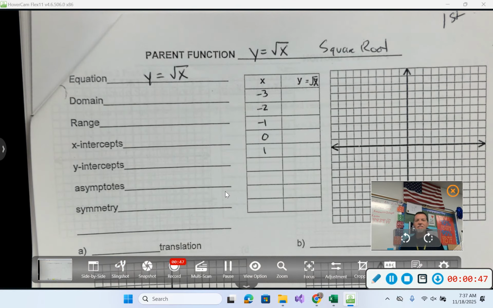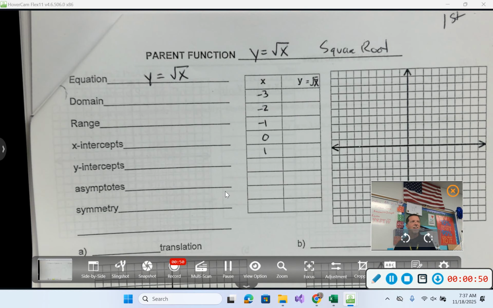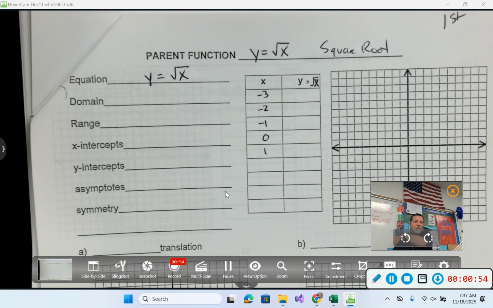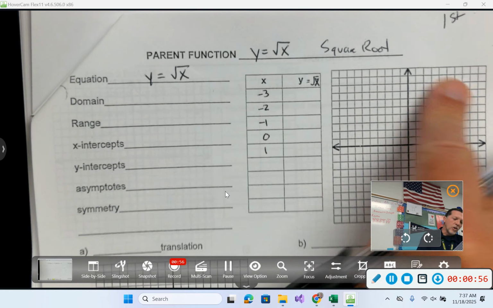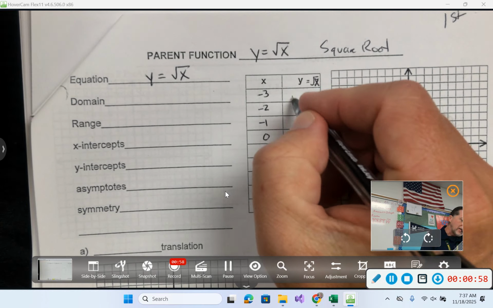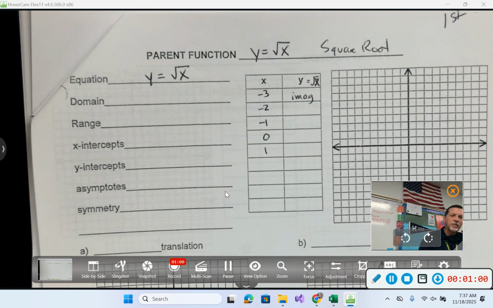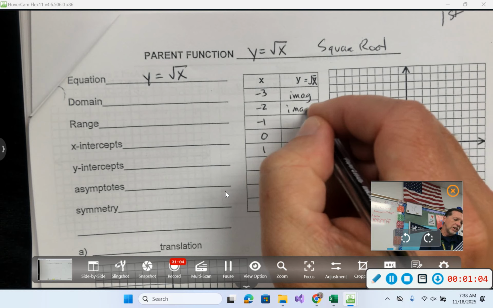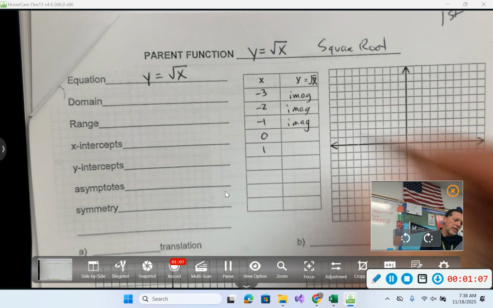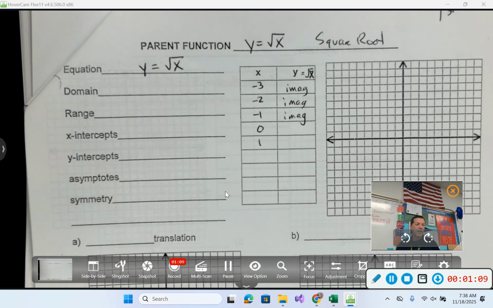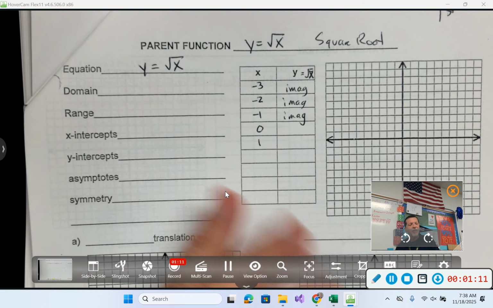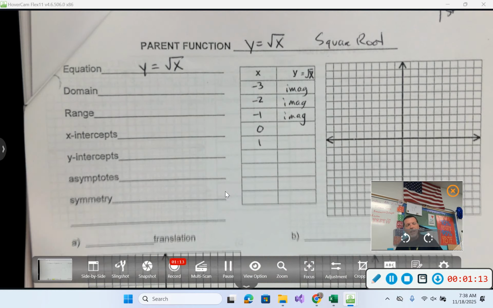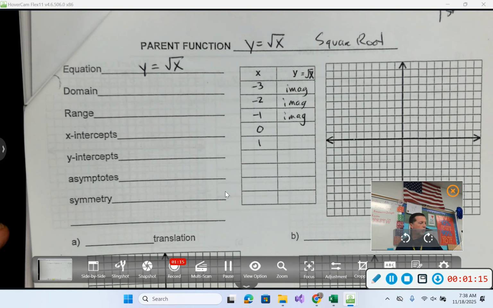What's the square root of negative 3? What is that? Yeah, i root 3 is one answer. That's not a wrong answer. But for this real graph, that's imaginary. It can't graph that. Same thing with negative 2 and negative 1. So those won't be on the graph. In fact, when x is less than 0, there won't be anything on our graph. It can be 0 or bigger.